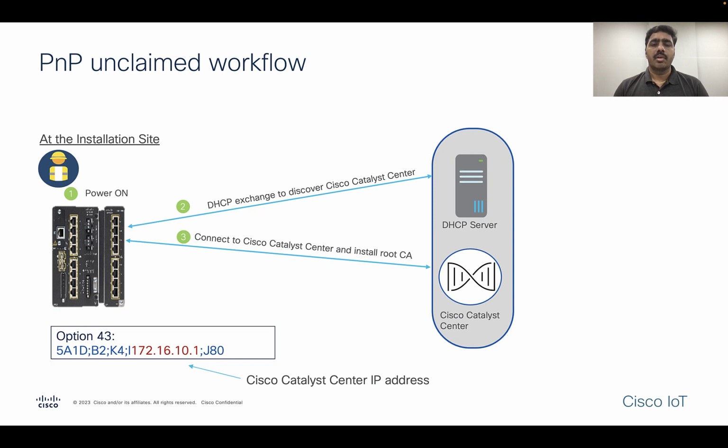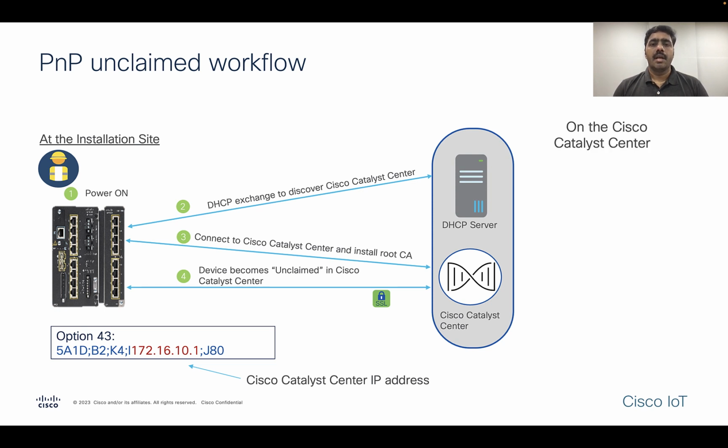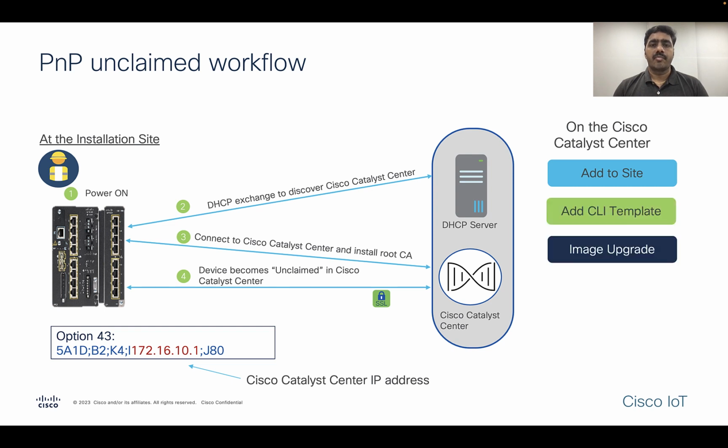Once the device makes contact with the Catalyst Center, the Catalyst Center pushes the certificates to the device, establishing a secure channel. From here on, the communication between the Catalyst Center and the device is going to be via a secure channel. Once all the exchanges are done, the device is now available in the Catalyst Center in an unclaimed state. The network admin can then log into the Catalyst Center, add the device to the site, add the required templates, update the software image, and then claim the device.